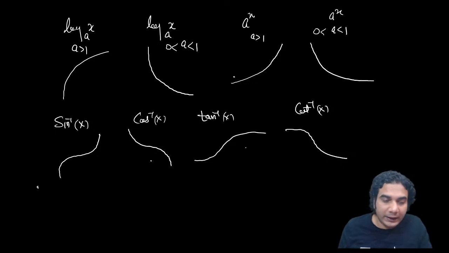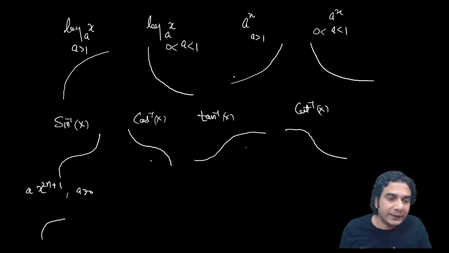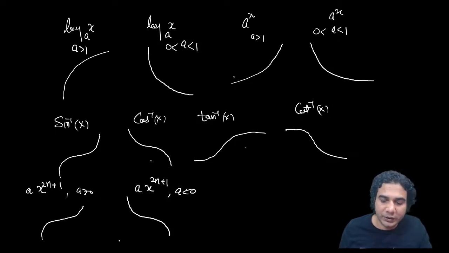Yes, if I generalize this example which you have given, Siddharth, then I'll say x raised to 2n plus 1, with a positive coefficient a, is always an increasing function. And if I write a x raised to 2n plus 1, where a is negative, then this will become decreasing, like minus x cube, minus 2x cube. These are decreasing functions. Under root of x is an increasing function.